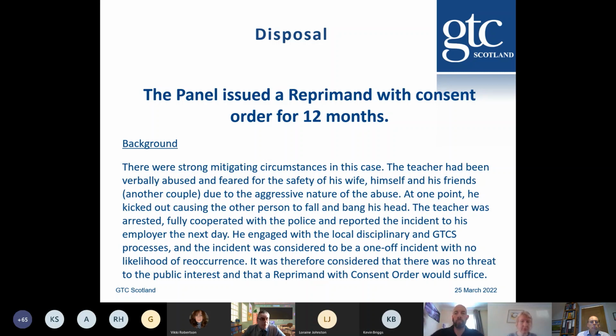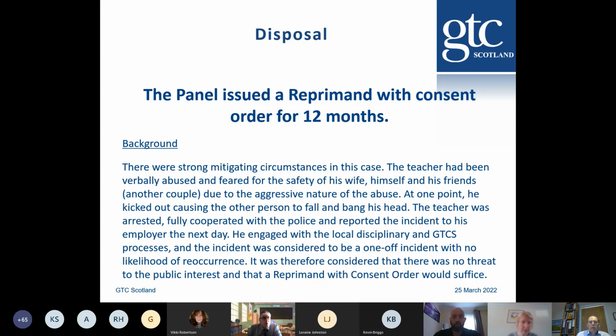In light of that comment there, Mary, because the panel issued a reprimand with consent order for 12 months here. So with consent order, that means it was at the panel consideration stage. So the teacher consented to it. In this case, there were strong mitigating circumstances. The teacher had been verbally abused and feared for the safety of his wife, himself and his friends, another couple, due to the aggressive nature of the abuse. At one point, he kicked out, causing another person to fall and bang his head. The teacher was arrested, fully cooperated with the police, and reported the incident to his employer the next day. He engaged with the local disciplinary and GTC Scotland processes, and the incident was considered to be a one-off incident, as Mary picked up on, with no likelihood of reoccurrence.